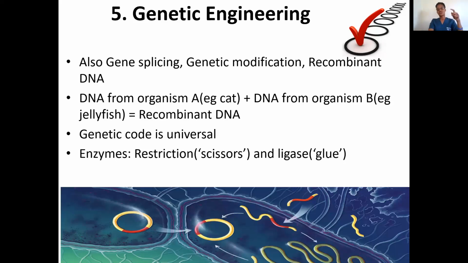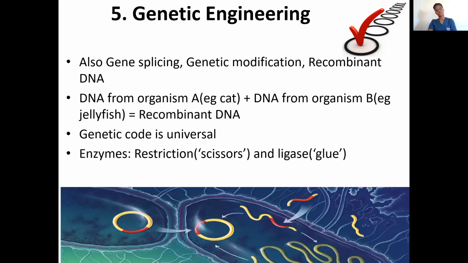It's the process of recombination and gene transfer that now brings us to the fifth objective of the lecture, which is genetic engineering. So genetic engineering is also called gene splicing, or maybe genetic modification, or recombinant DNA. So basically it's just transfer of DNA. So you take DNA from one organism. It could be a cat that has a gene of fluorescing at night, and then you add it to another DNA of another organism, like a jellyfish. And what you have is recombinant DNA.